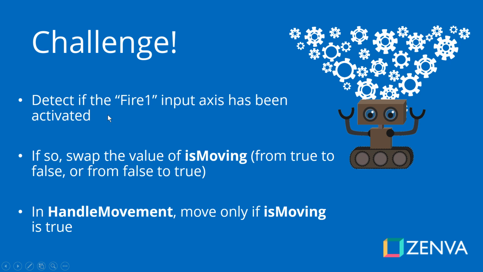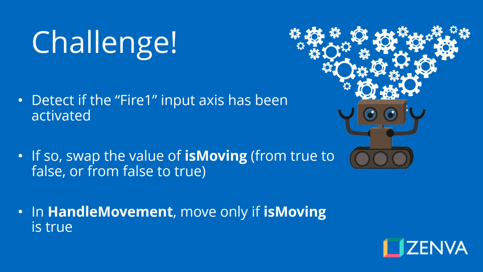So you have to check if fire1 has been activated, and if that is the case, swap the value of isMoving, so from true to false or from false to true, and then go to handle movement and move only if isMoving is true. So have a try at this challenge, see how far you get. I hope you can do it, but if not, that is okay. I'll be here and I will show you the solution. So pause the video and try this challenge. All right, welcome back. So let's go and solve this challenge.